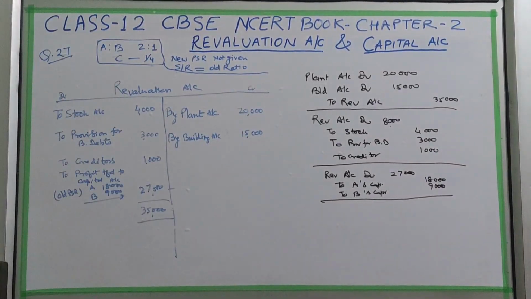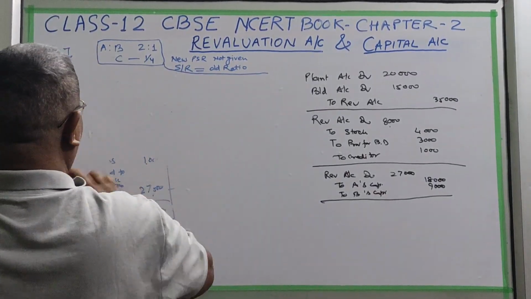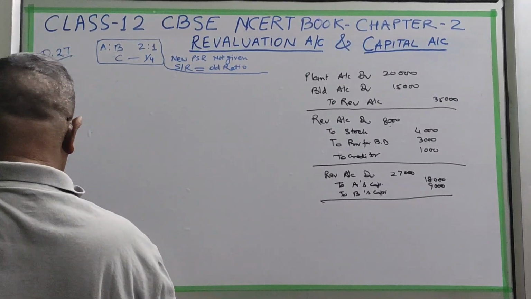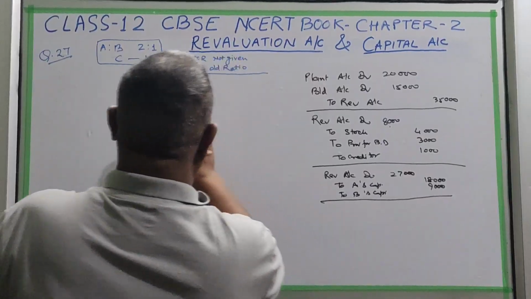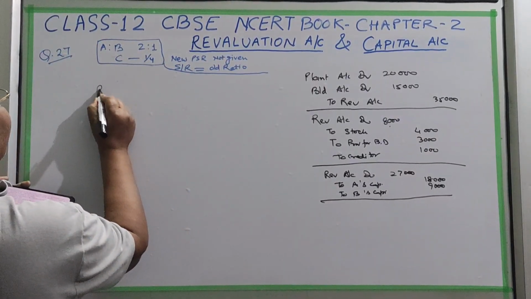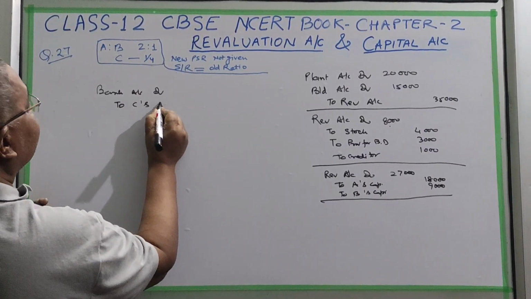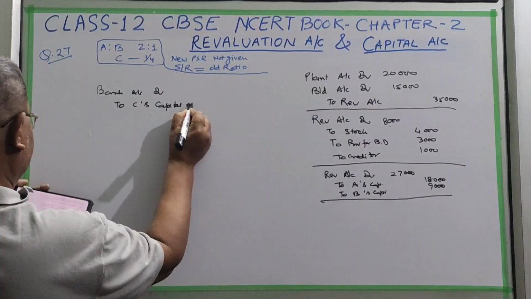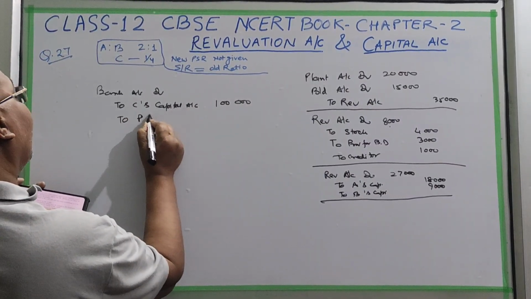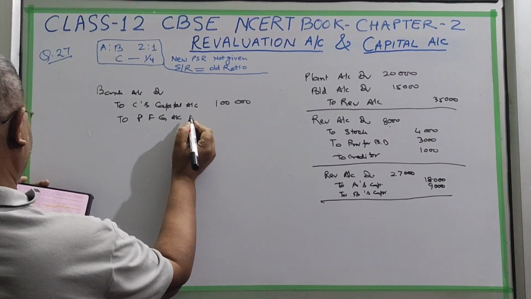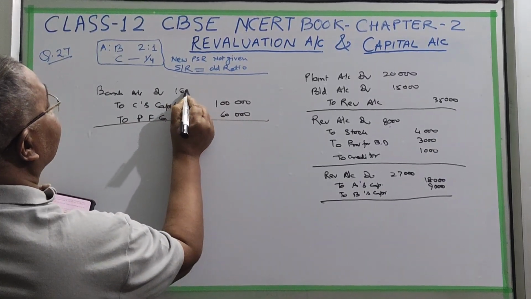Now we have to make the goodwill journal entry also. So what goodwill journal entries will we make? Here space is less, so we are writing here. First bank account debit to C's capital account. C is bringing 1 lakh rupees, and to premium for goodwill account, whatever goodwill he gives in cash, 60,000. So in bank, 1,60,000 will come.